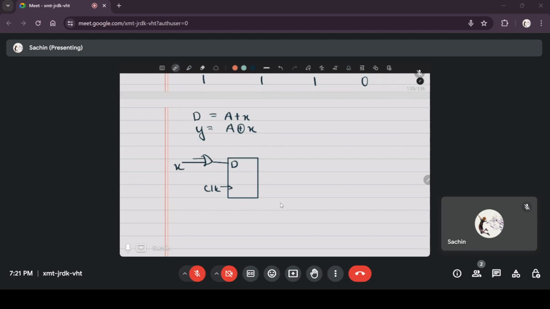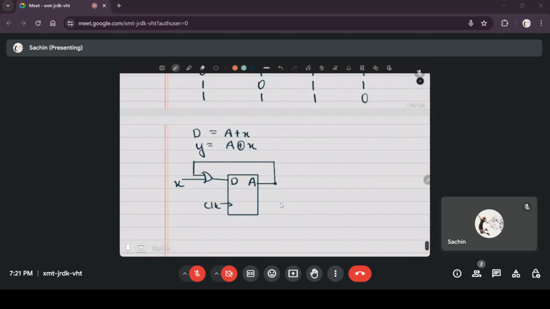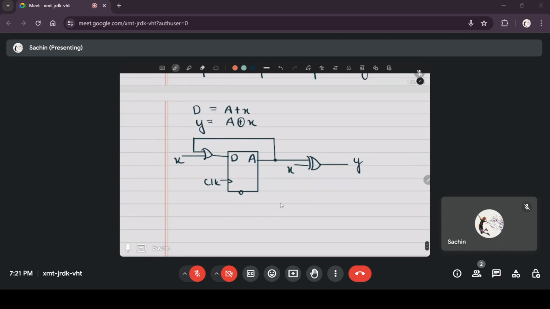You have X, we have A, the output is the XOR of A and X. And they want an asynchronous reset button.